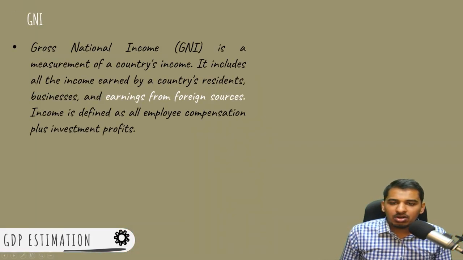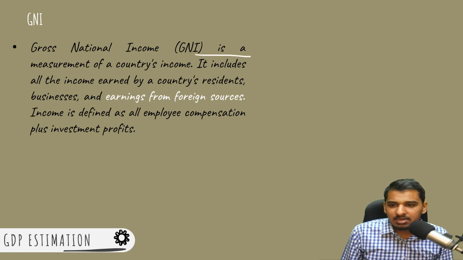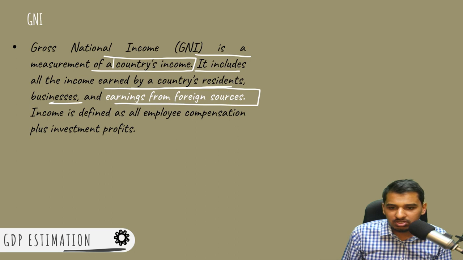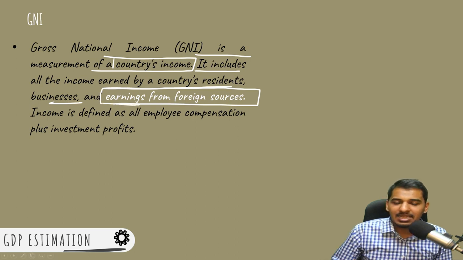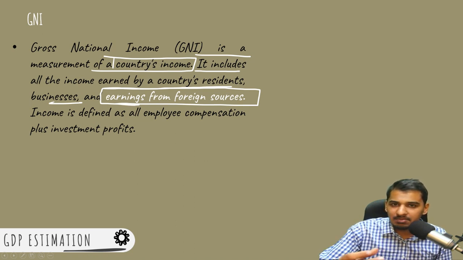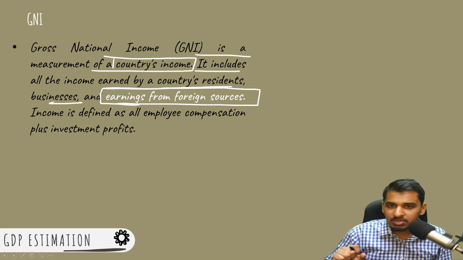Now let us look at gross national income, GNI. This is again a very interesting concept. GNI is a measurement of a country's income. It includes all incomes earned by the country's residents and businesses, and earnings from foreign sources. Please remember this: even if that income is generated in some other country, if it is coming from foreign sources to the domestic country, it is included in GNI.